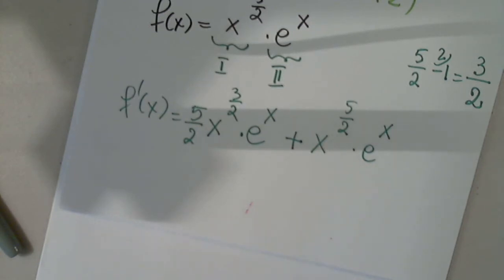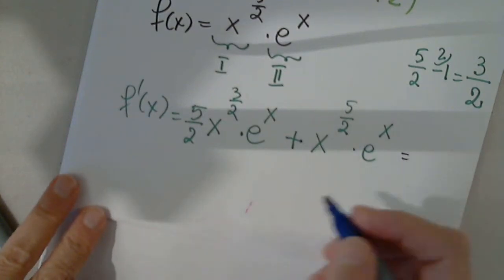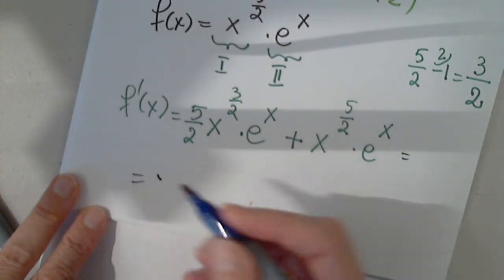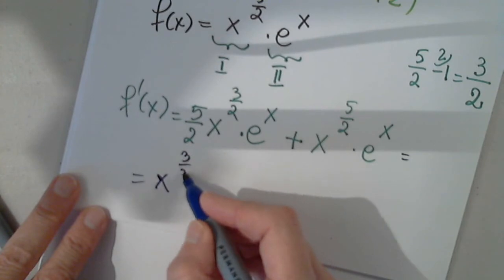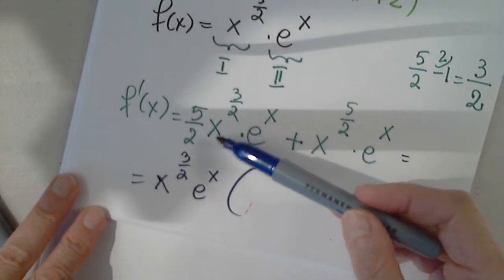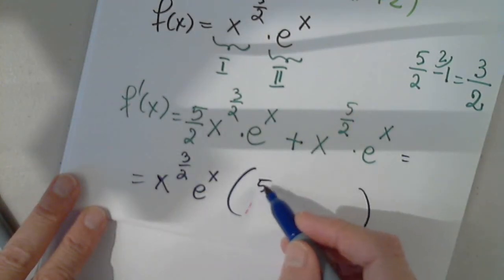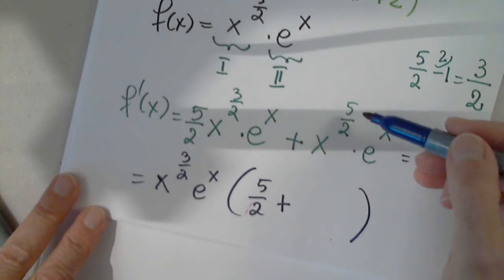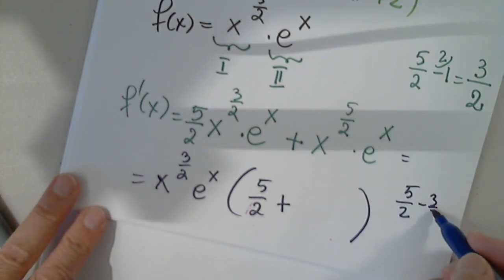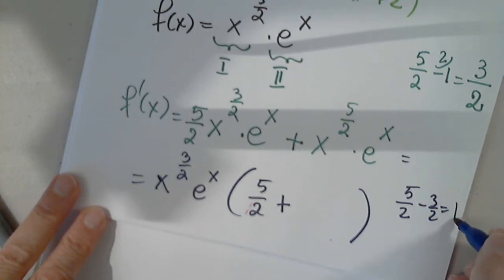I wouldn't take this any further, even if you factor out e to the x. You could also factor out x to 3/2. We could. I always factor out the smallest degree. So e to the x, first x to 3/2, and then e to the x, and let's see what is left. This is out, so only 5/2 is left, and plus, from 5/2, I subtract 3/2, and I get 2/2, which is 1.